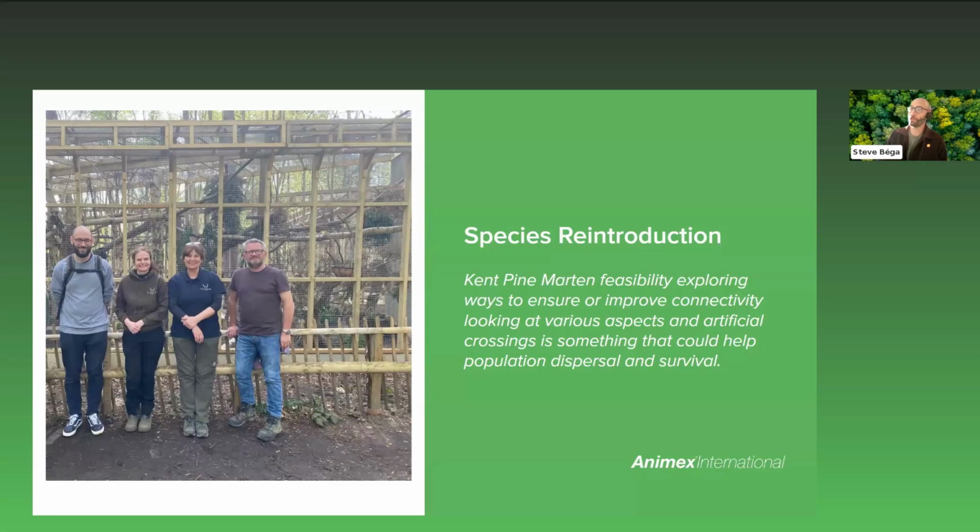Again, another example of why you might consider an artificial structure is perhaps part of a species reintroduction project. I know enhancements like this are being explored as part of species reintroduction feasibility work. I've been fortunate enough to be involved with a group investigating this for pine martens in Kent, where roads and railways have been identified as potential barriers to dispersal and therefore pose a potential threat to population survival in the future, and considering both retrofitted and freestanding crossings could be beneficial in certain circumstances.